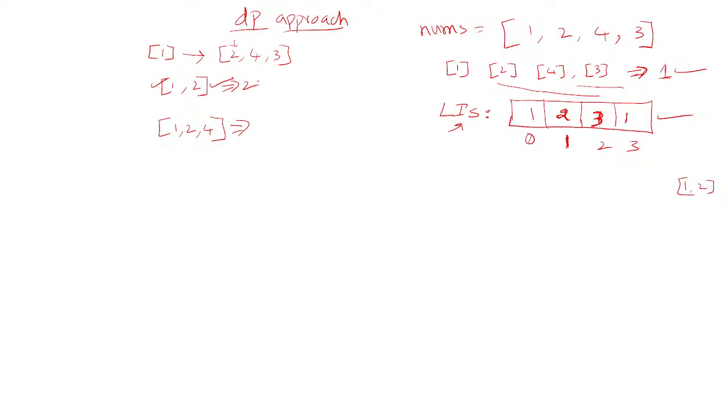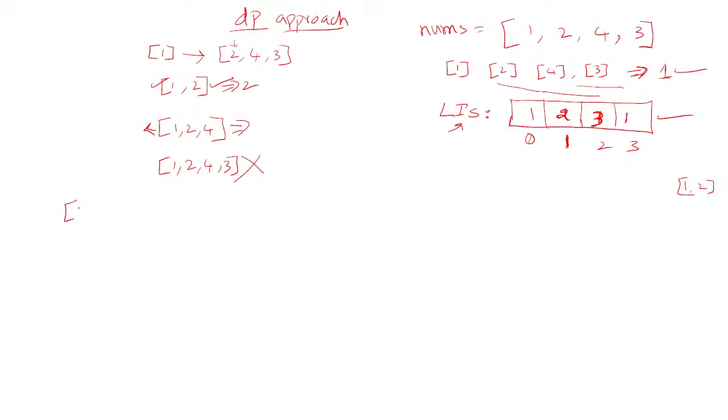Then similarly you check with the next element. 1, 2, 4, 3: are they forming an increasing sequence? No, they are not. 1, 2 already formed an increasing sequence of length 2. When added with 4, it forms an increasing sequence of length 3, which we store here. But 1, 2, 4, 3 is not an increasing sequence.